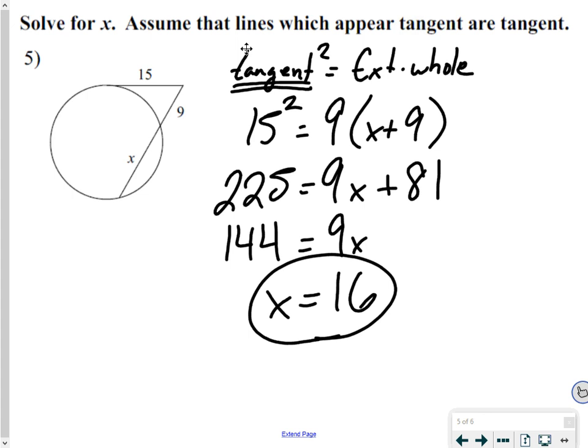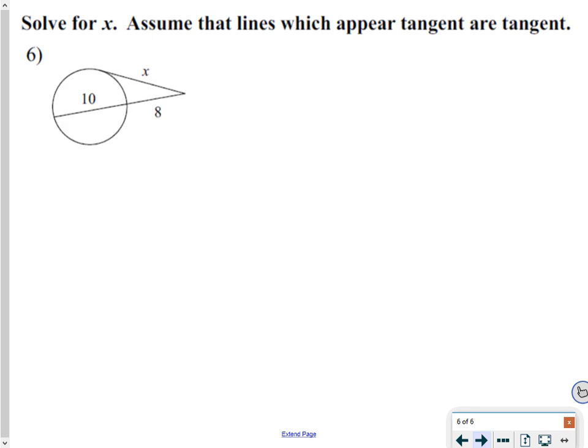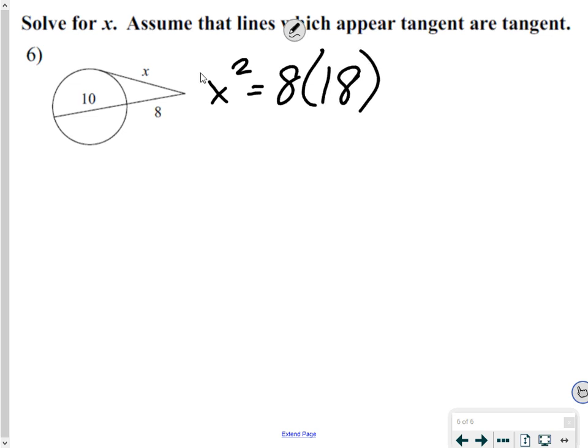All right, last example. Once again, tangent squared equals exterior times whole. The whole length of that segment would be 18. It's really easy just to say 8 times 10 because you see those numbers right next to each other, so intuitively we just want to put them right next to each other in the equation. But we have to remember the equation is tangent squared equals exterior times whole.